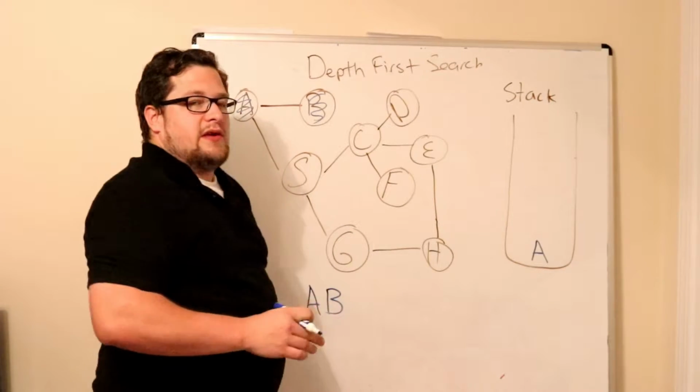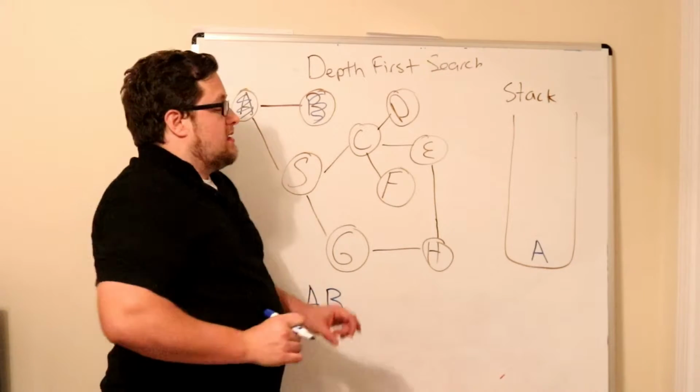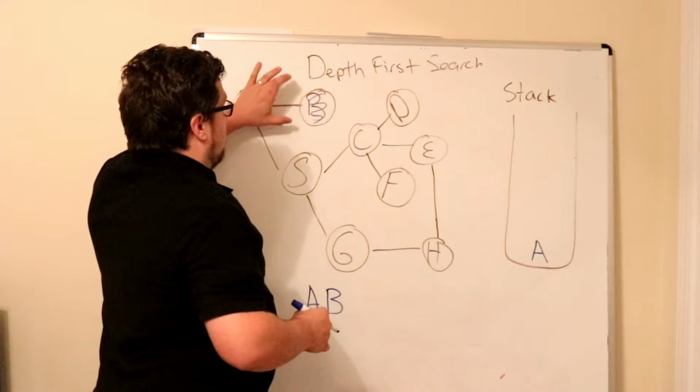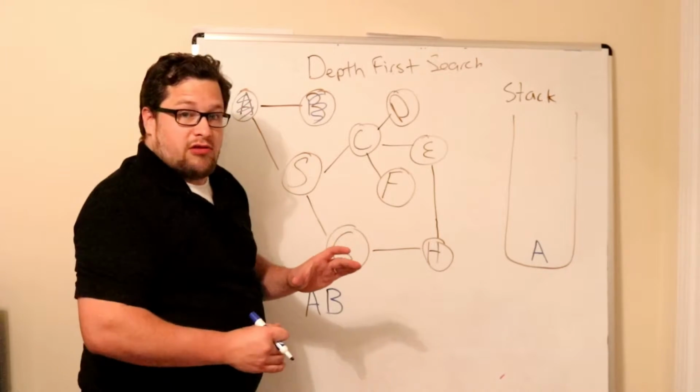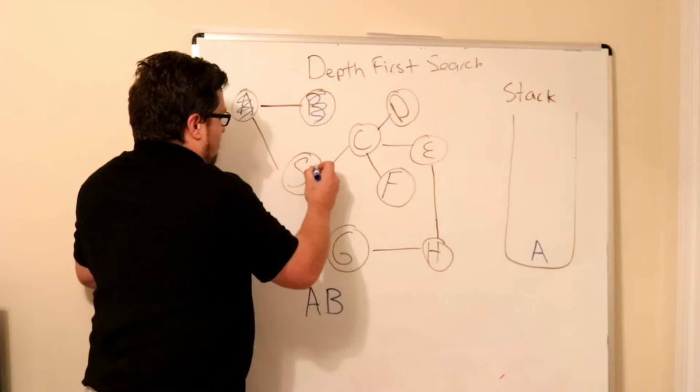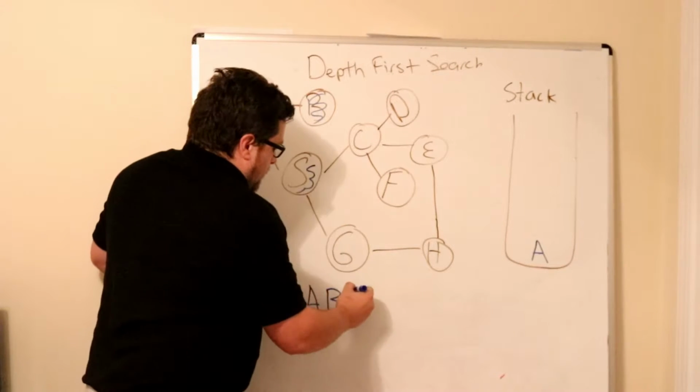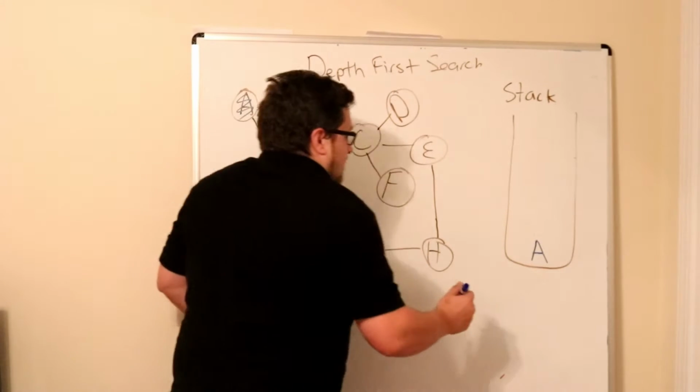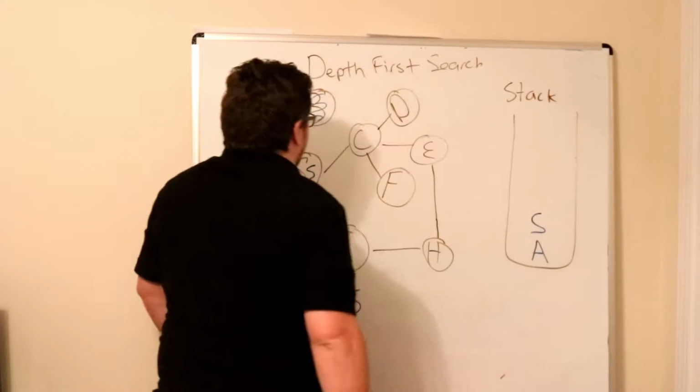We're going to look at the nodes attached to A that potentially have not been visited. B has been visited in this case. We're going to get to S, and S hasn't been visited. So we're going to mark it. We're going to write down S here, and then we're going to push S on the stack.